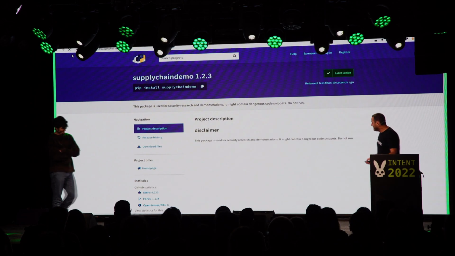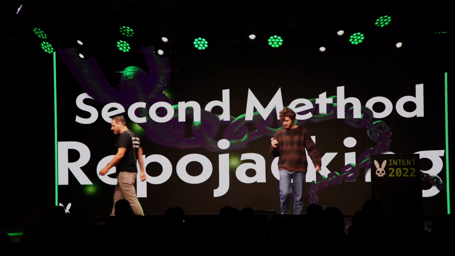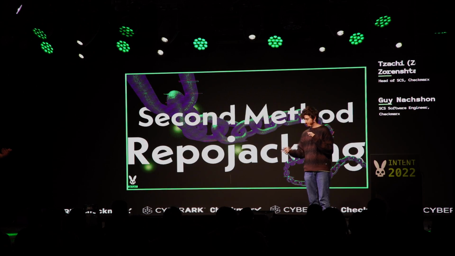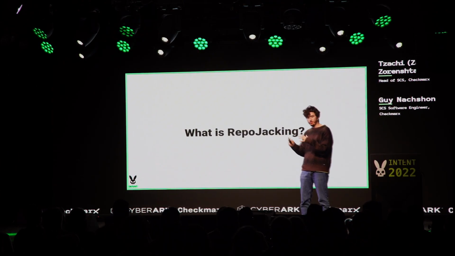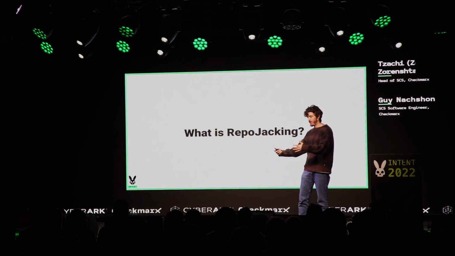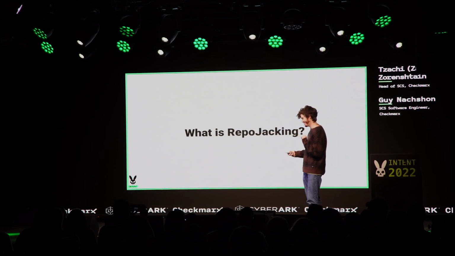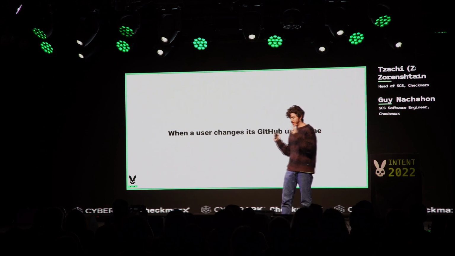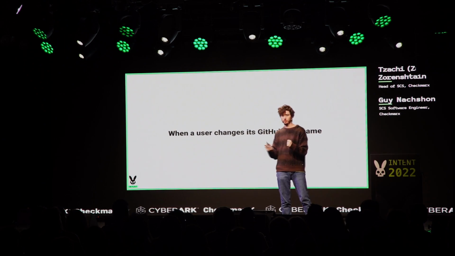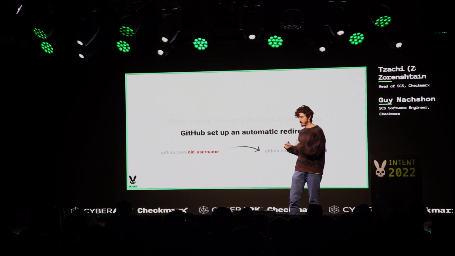So for the second method, I'll let the guy take over. The second method we're going to talk about today is repo jacking. Repo jacking is an attack that happens when a user changes his GitHub username. For example, for my New Year's resolution, I want to become better, more cooler, and I'm going to change my username to Tzachi. No, definitely not. So when I change my username, if my old username was Guy and now it's Tzachi, each time someone goes to github.com/guy, they will be automatically redirected to github.com/Tzachi.